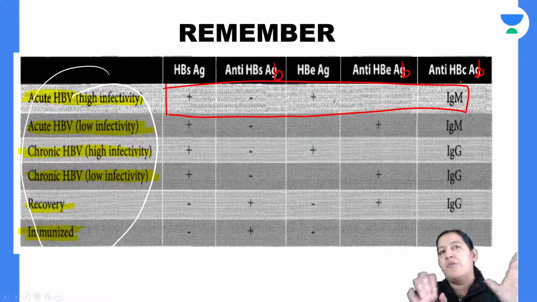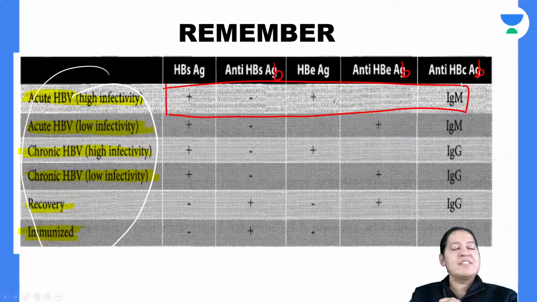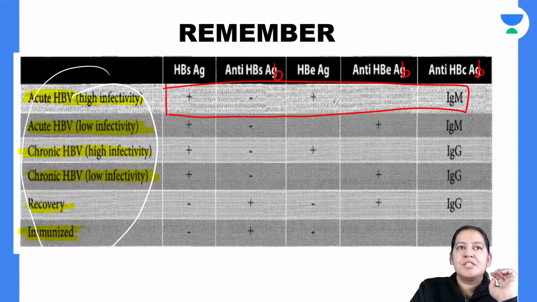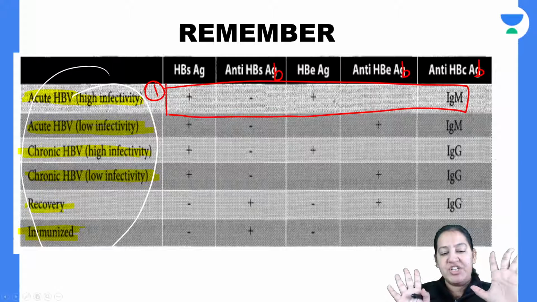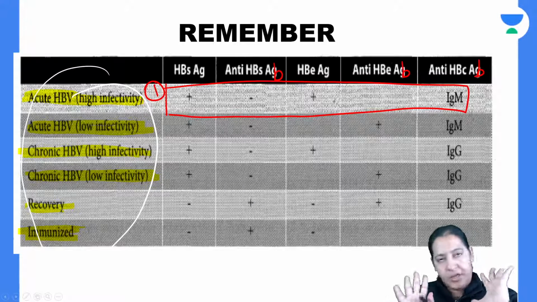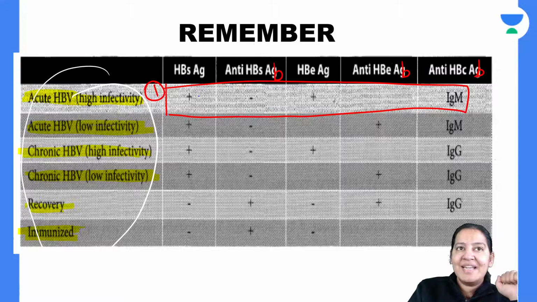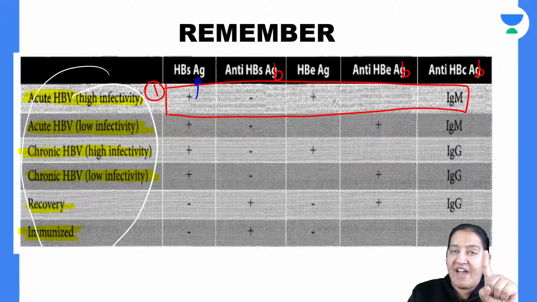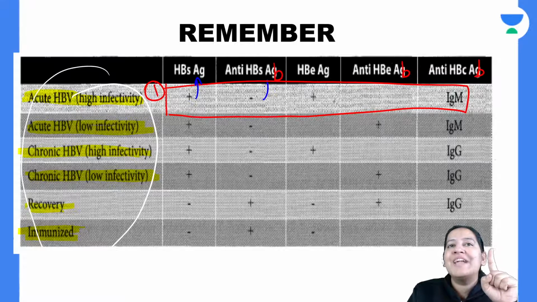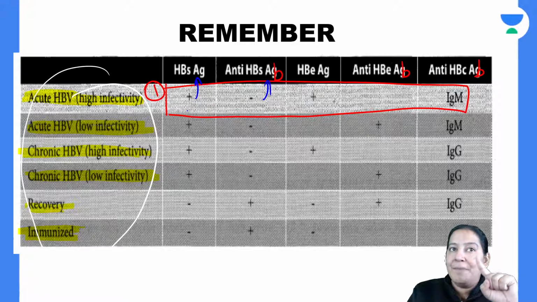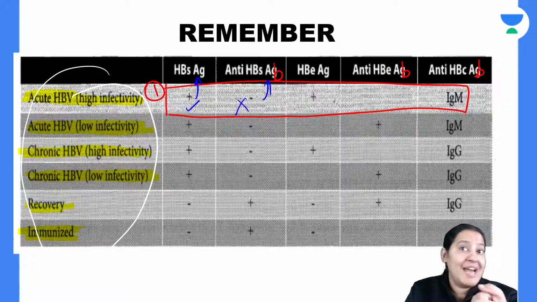So you are given the profile. This is patient number 1. Tell me the diagnosis. Don't read it, just conclude it by yourself. S antigen is positive, so the patient is having infection. If antigen is positive, obviously antibody is negative, so there is no recovery. The patient is having infection, no recovery because antibody is negative.